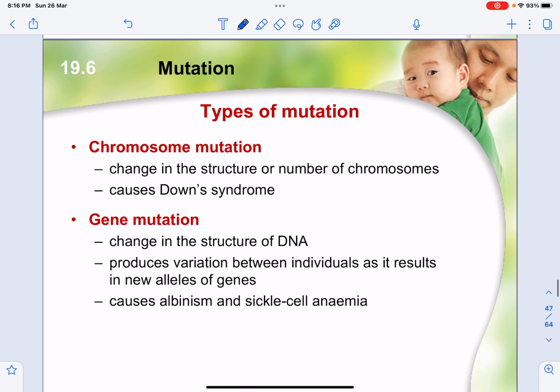There are two types of mutation: chromosomal mutation, where there's a change in the structure or number of chromosomes, and this causes Down syndrome. On the other hand, for gene mutation, there is a change in the structure of DNA, and this helps to produce variations between individuals as it results in new alleles of genes. The meaning of allele here is alternative forms of the gene, and it can cause albinism or sickle cell anemia.